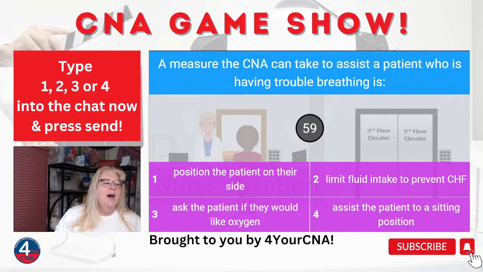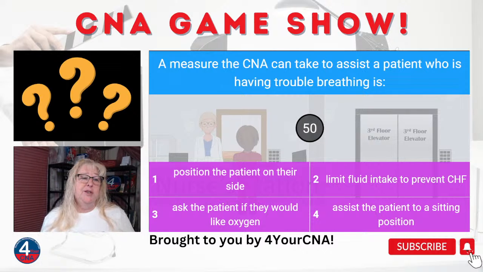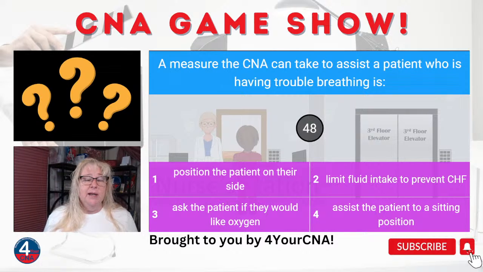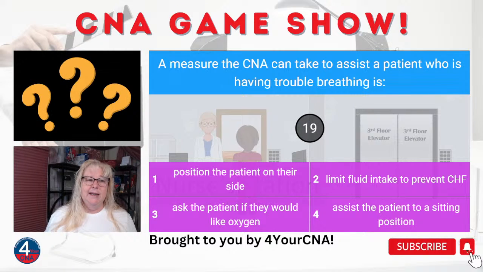Question number 5. A measure the CNA can take to assist a patient who is having trouble breathing is to: 1. Position the patient on their side. 2. Limit fluid intake to prevent CHF. 3. Ask the patient if they would like oxygen. Or 4. Assist the patient to a sitting position.